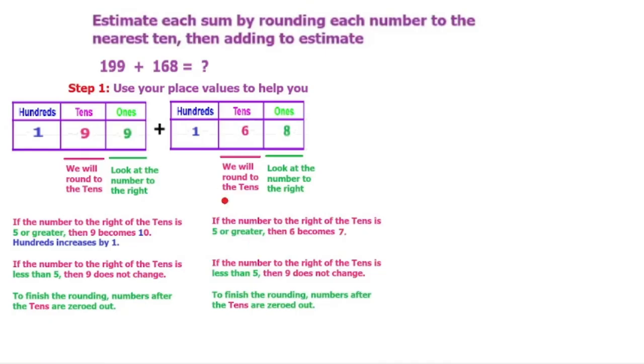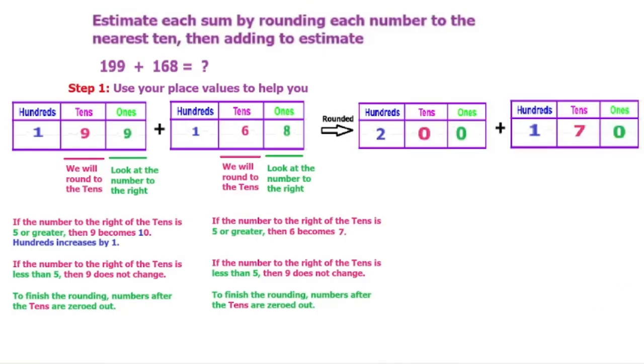So again, if the number to the right of the tens is 5 or greater, then this 6 will become a 7. And we see here this is greater than 5, so this is going to become a 7. And just a reminder, if the number to the right of the tens is less than 5, then the digit does not change. And to finish the rounding, the numbers after the tens are zeroed out. Okay, so now after that big explanation, let's actually round them.